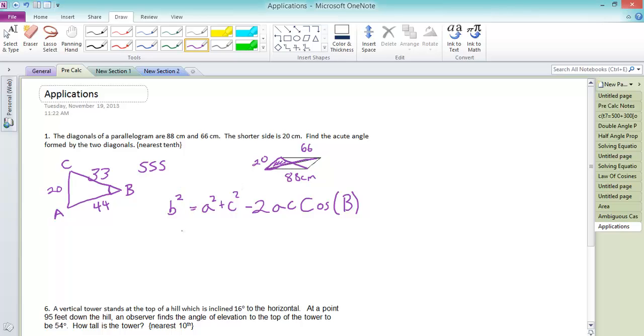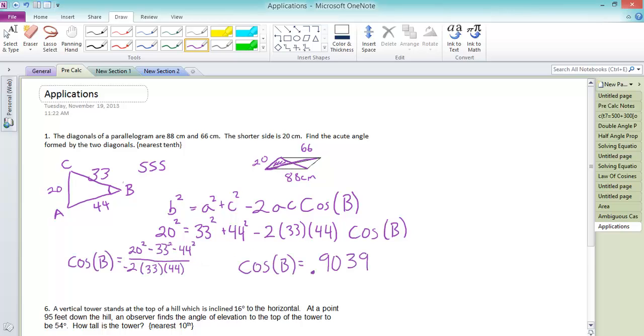Excuse me. So why don't we go ahead and plug in numbers. Side b is 20, so 20 squared is equal to 33 squared plus 44 squared minus 2 times 33 times 44 all times the cosine of B. So I'm going to go ahead and solve this for the cosine of B, and I'll be right back.